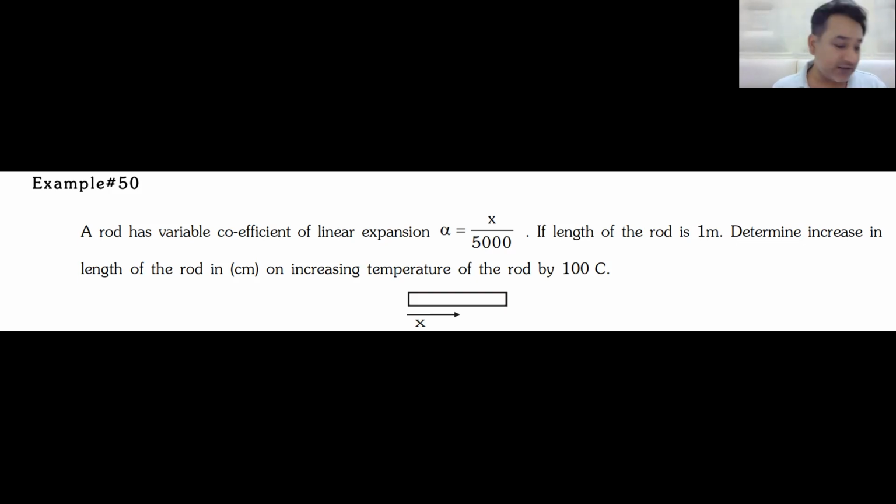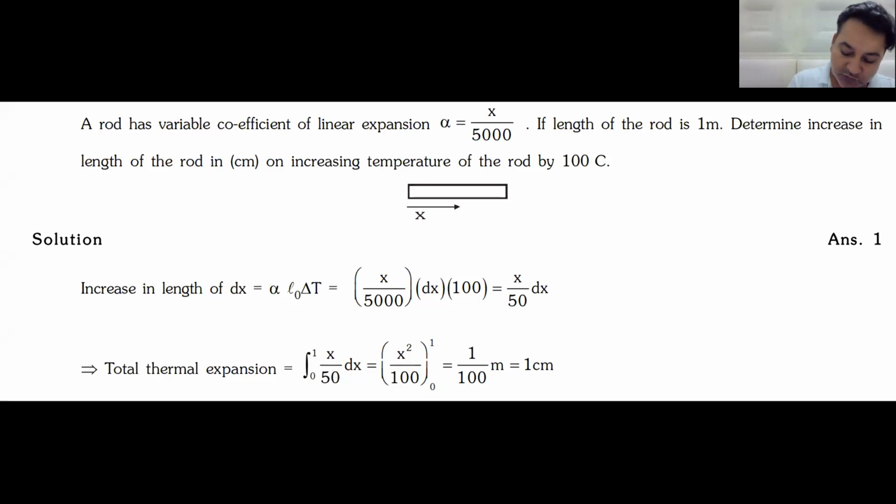So to understand one part, you can do the second part. Here in this question, alpha varies with x, and I'll give you 2 minutes to do this. So what do you do in this question? You move a distance x, then you take a small element of length dx. Do you understand this? How much is the change in length of this element dx? That will be alpha into the length of this element, which is dx, into the change in temperature delta T.